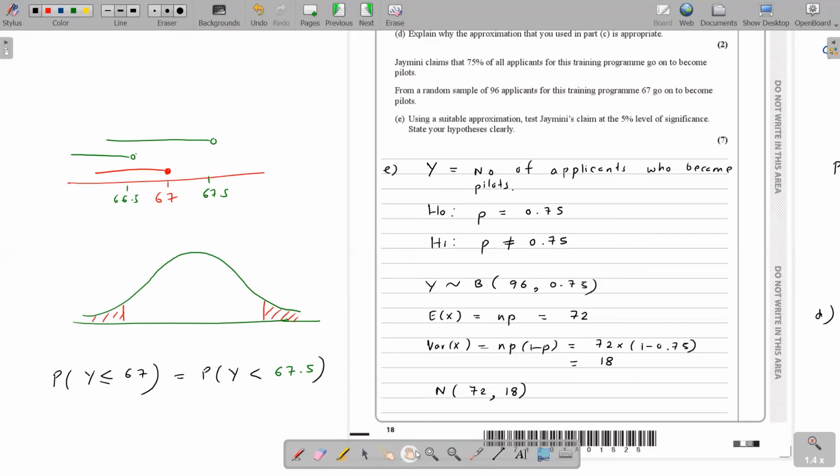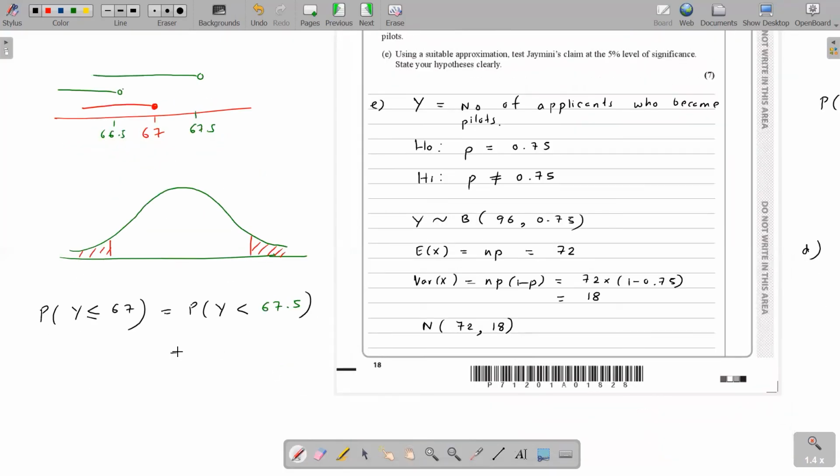Okay, and then what do we do here? We need to convert this to standard normal, so this becomes Z. From 67.5, we have to subtract the mean, which is 72, and divide by sigma. Are we dividing by 18? No, by root 18. Get me this answer. Z less than 67.5 minus 72 over root 18. How much is it? Minus 3 root 2 over 4.